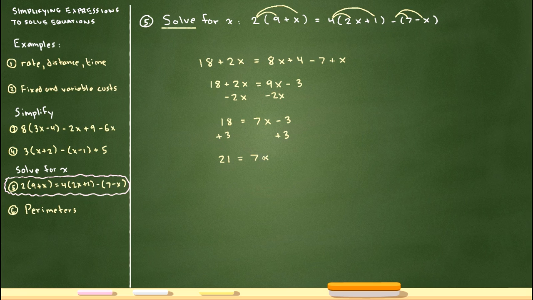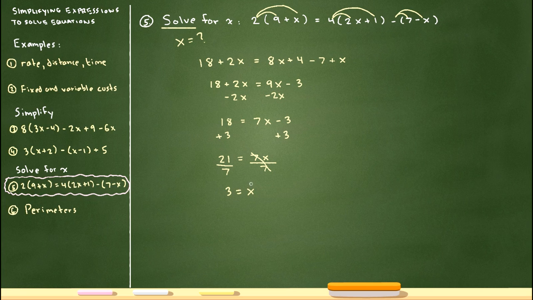And lastly, when we solve for x, keep in mind we're trying to get x is equal to something. So what's the problem here, right? Is it 21 or is it 7? Well, we want to get rid of the 7 here. So we apply the inverse operation of multiplication, which is division here. So 7 divided by 7 is a 1. And we balance the equation by doing the same thing on the left. We get 3 is equal to 1x, or just x. Okay, and that's our solution here.